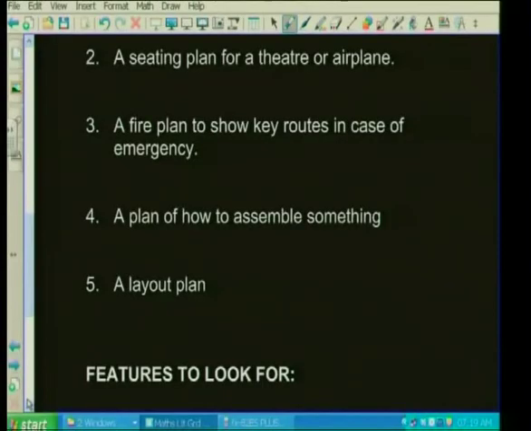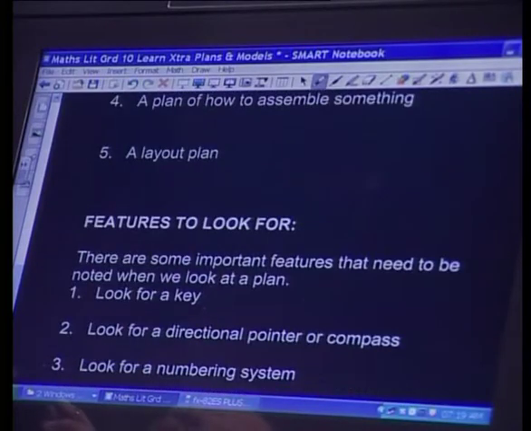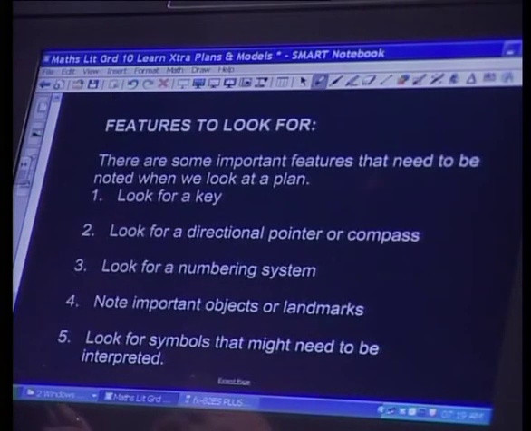Now, although these plans are all very different and deal with different situations, many of them have very similar features on them. And there are some key things that we can look out for when we are approached with a question that deals with a plan of these natures. So let's have a look at some of the key elements that you will encounter when you are dealing with floor plans or the like.